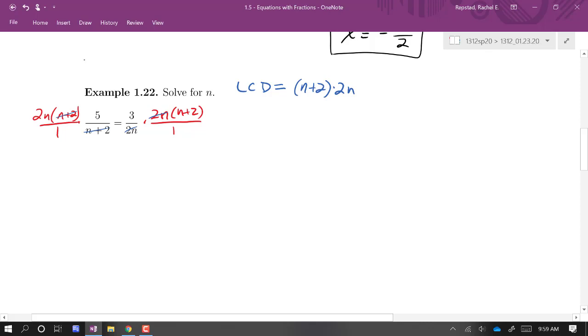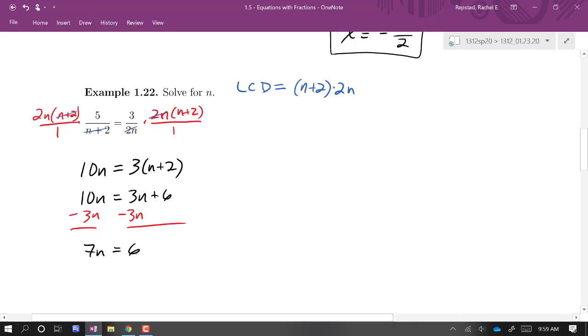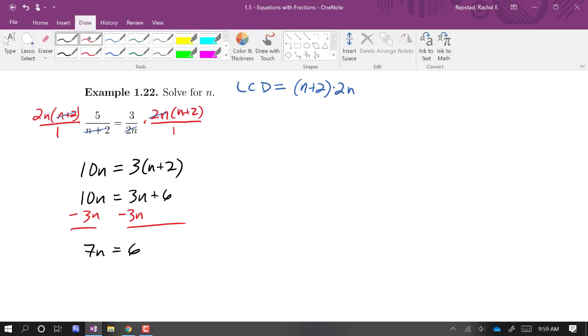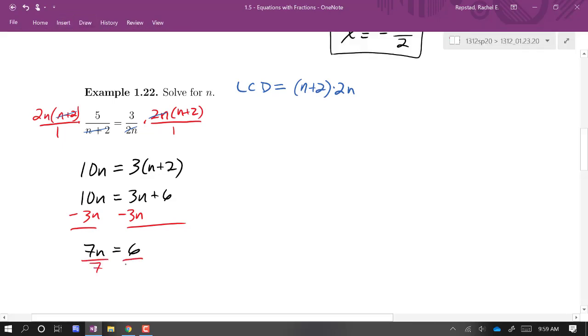The equation that we get, 2n times 5 is 10n equals 3 times n plus 2. So 10n is 3n plus 6. And it's a nice linear equation. I'm not going to belabor the process here. This is old hat to us. 7n is equal to 6. And so that means n is 6/7.